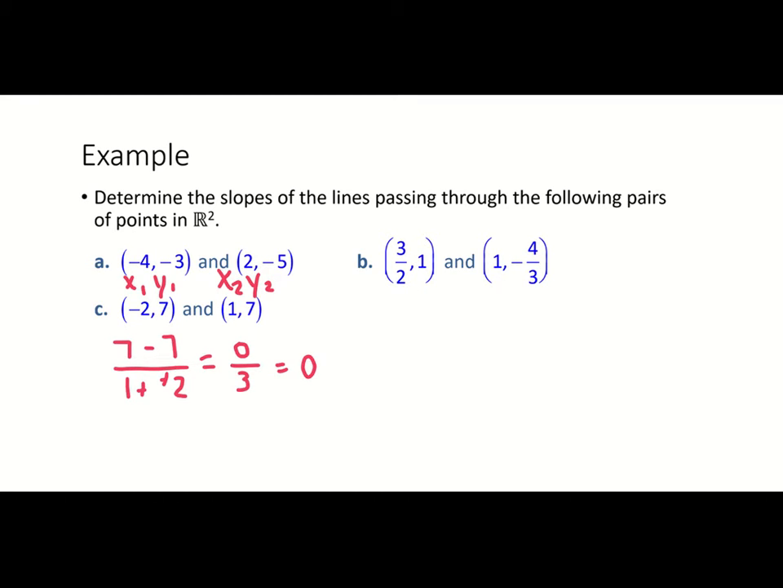So if my slope is 0, what kind of equation would I have? It's going to be one of our special cases. It's either going to be horizontal or vertical. Take a second, think about it. If your slope is 0, what kind of equation is it?